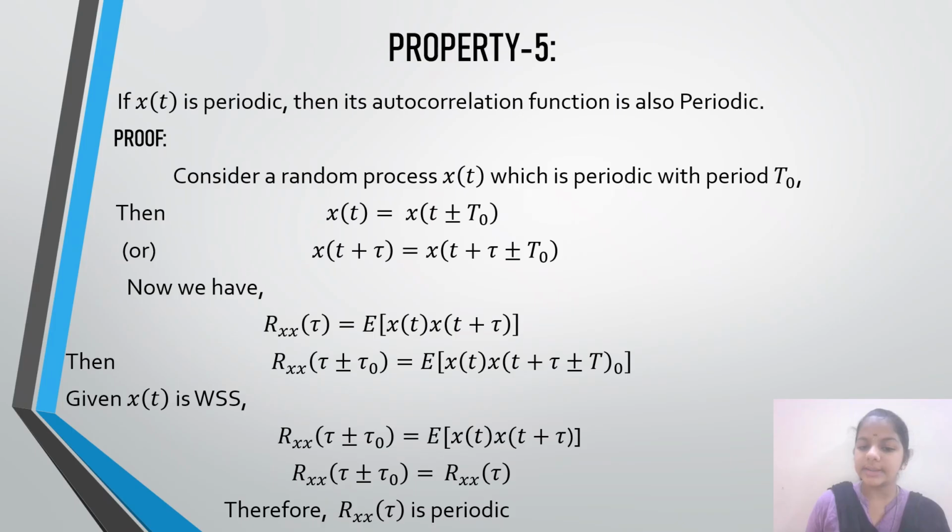Now we have Rxx(τ) = E[x(t)x(t + τ)]. Then Rxx(τ ± T0) = E[x(t)x(t + τ ± T0)]. Then, given x(t) is wide-sense stationary, Rxx(τ ± T0) = E[x(t)x(t + τ)], so Rxx(τ ± T0) = Rxx(τ). Therefore, Rxx(τ) is periodic.